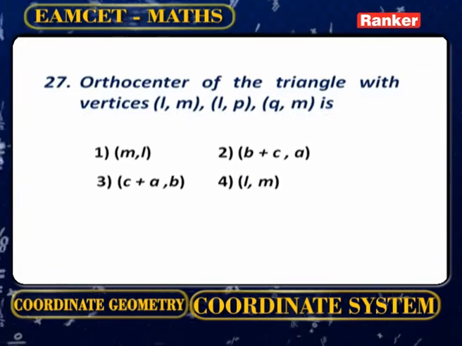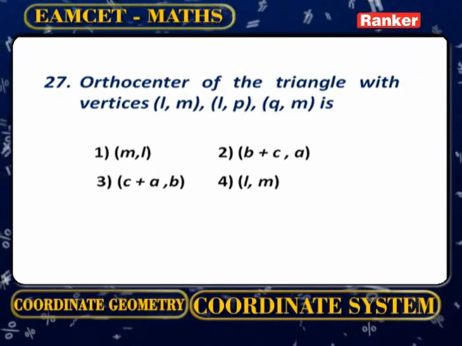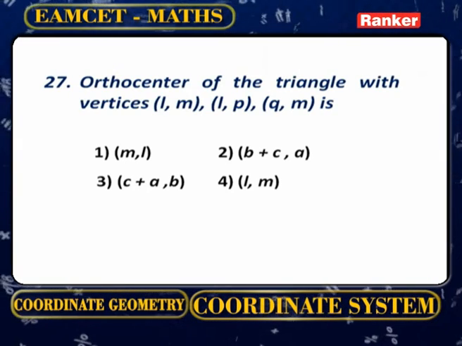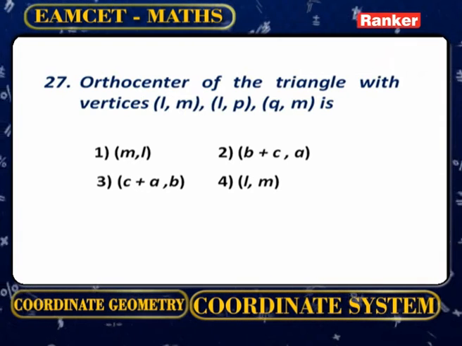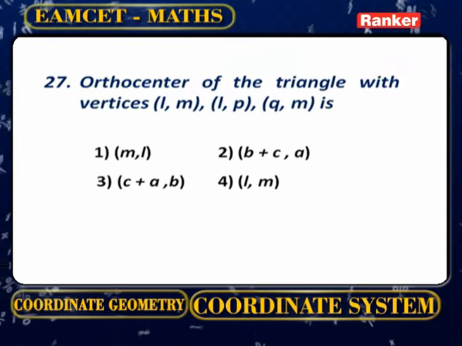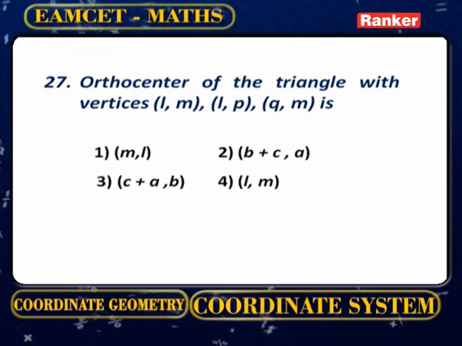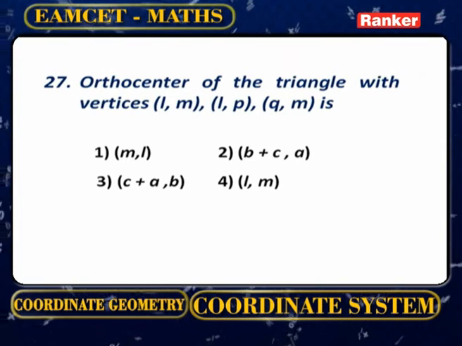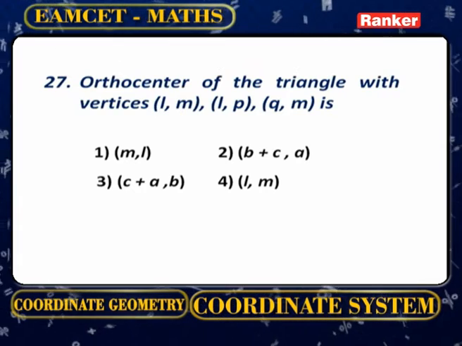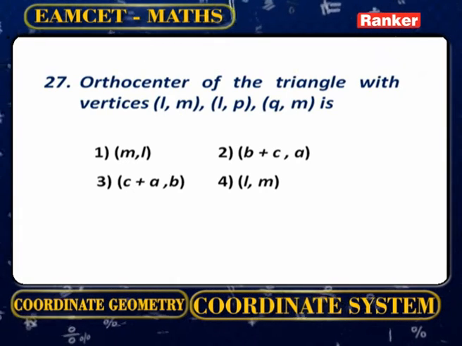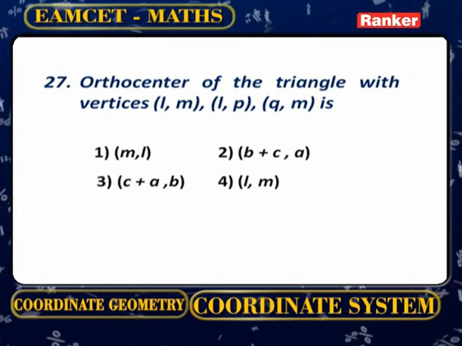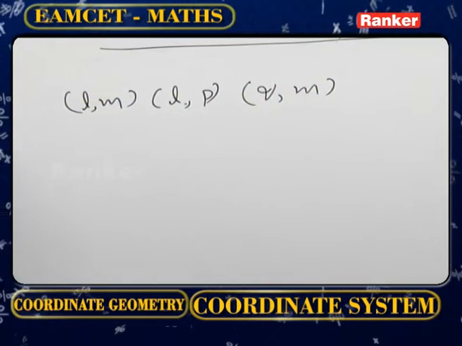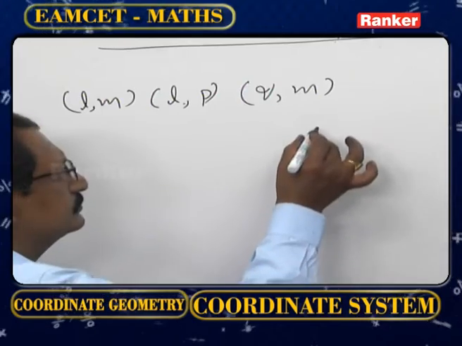Next problem. The orthocenter of the triangle formed with vertices L comma M, L comma P, Q comma M. Required the orthocenter of the triangle formed by the points L comma M, L comma P and Q comma M.